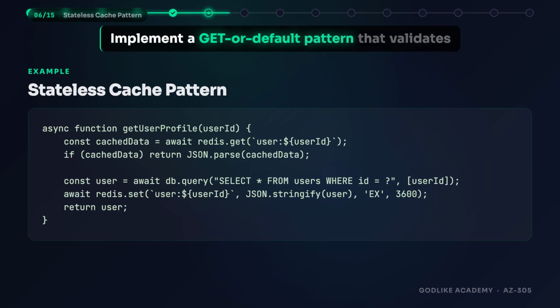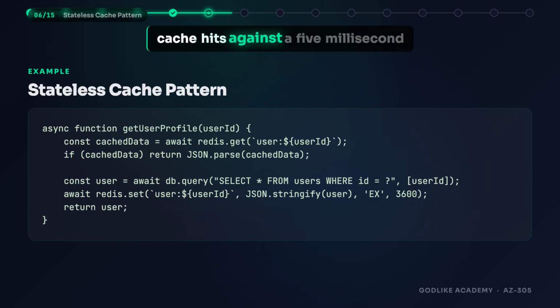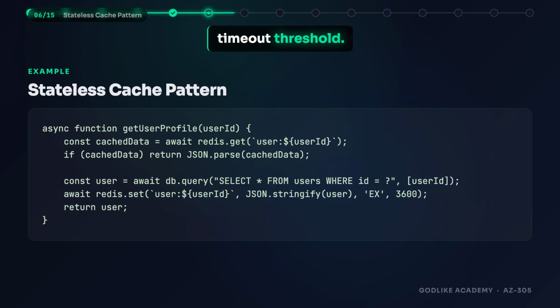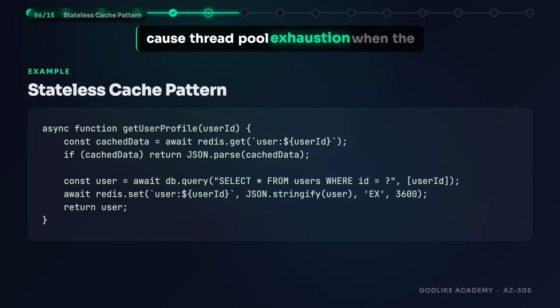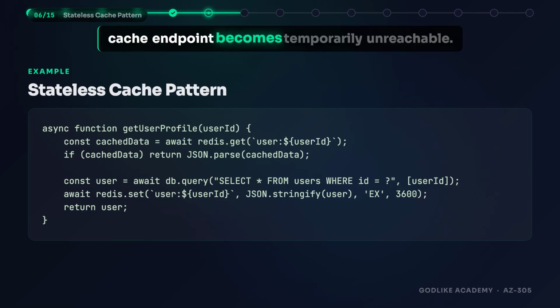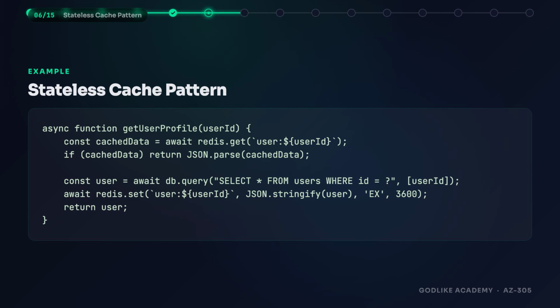Implement a get-or-default pattern that validates cache hits against a 5-millisecond timeout threshold. Failing to implement timeout logic will cause thread pool exhaustion when the cache endpoint becomes temporarily unreachable.